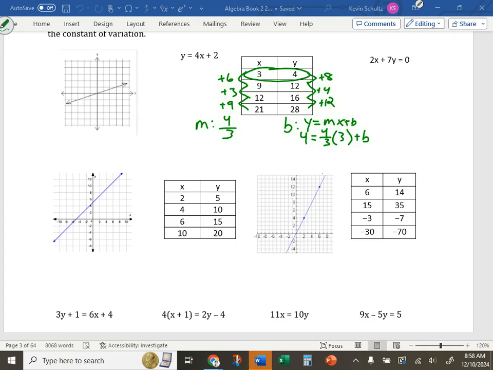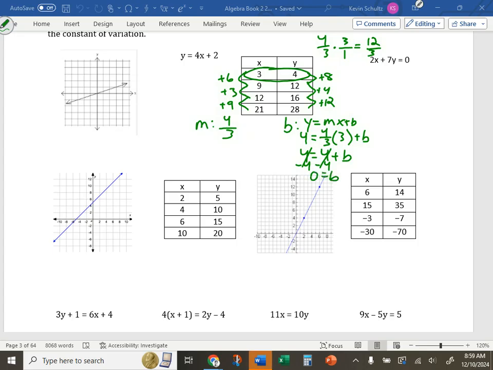Couple ways to think about this. First of all, what's 1 third of 3? Well, that's 1. We want 4 of those, so that's 4. Another way, 3 divided by 3 is 1, times 4 gives us 4. Or, old school method here, 4 thirds times 3 over 1 gives us 12 over 3. I'm old school. And what's 12 divided by 3? 4. So either way, we get 4 equals 4 plus b. How do we now get b by itself? Subtract 4 from both sides, and they cancel out.